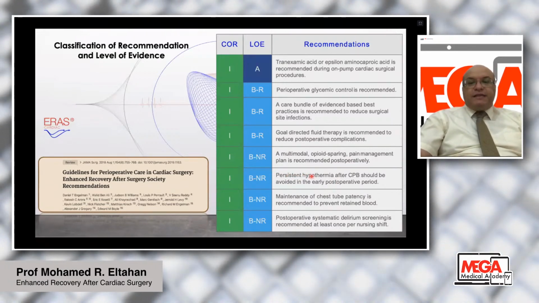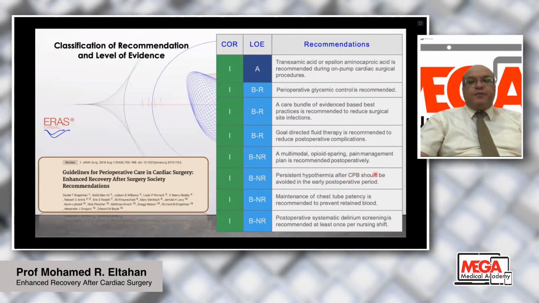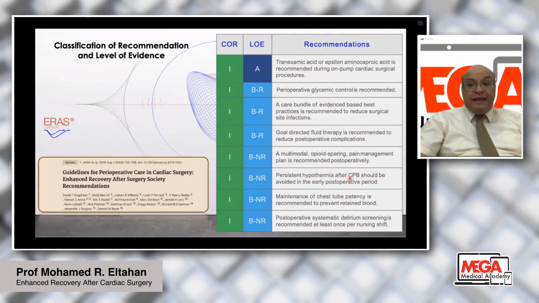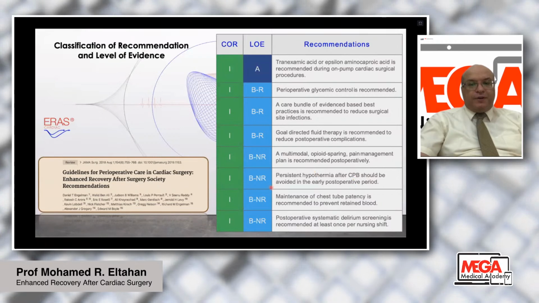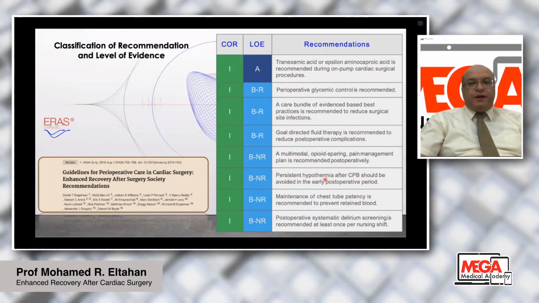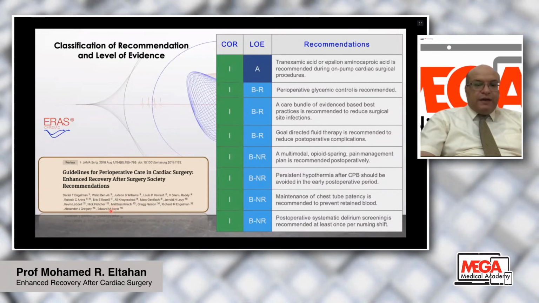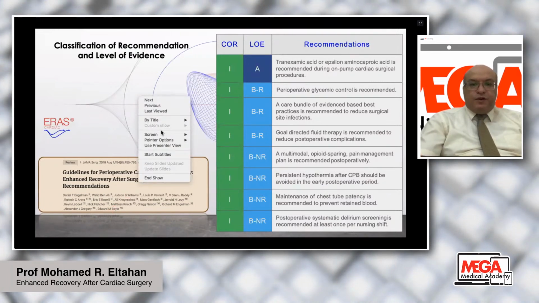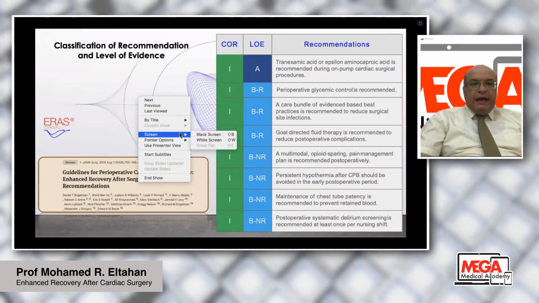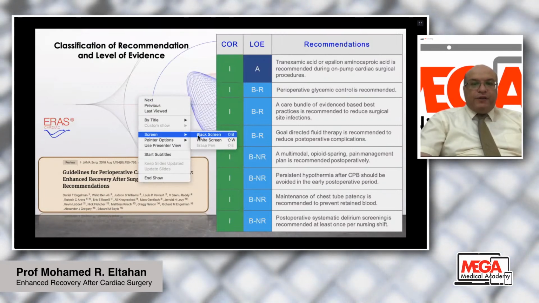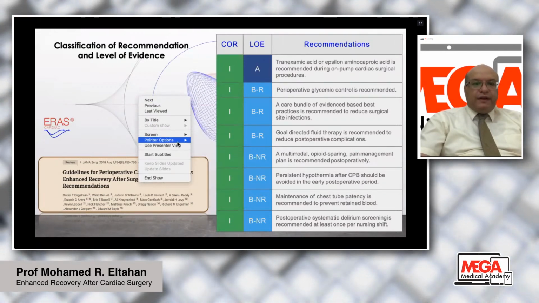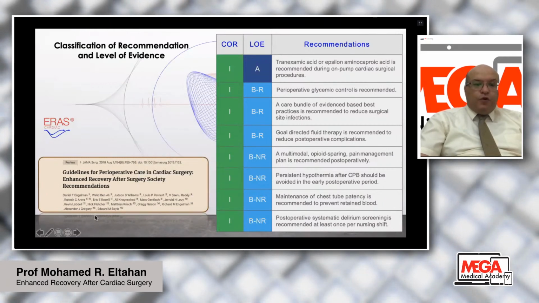Also level 1 evidence, persistent hypothermia after cardiopulmonary bypass should be avoided, at least in the early post-operative period. Also, it is based on non-randomized studies. And also there is maintenance of chest tube patency. It is very important and recommended to prevent clotted blood from occluding it.